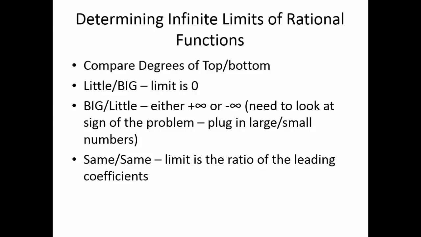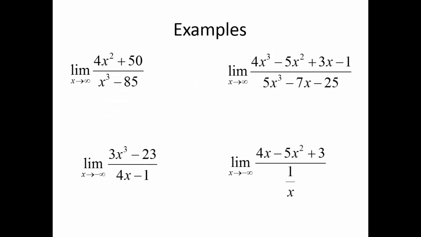Finally, we want to look at if the degrees are exactly the same. Well, then all you do is look at the leading coefficients. That fraction is the value of the limit. Okay? So in the case of 2x squared over 3x squared, the limit would be 2/3. So let's do a bunch of examples of this.